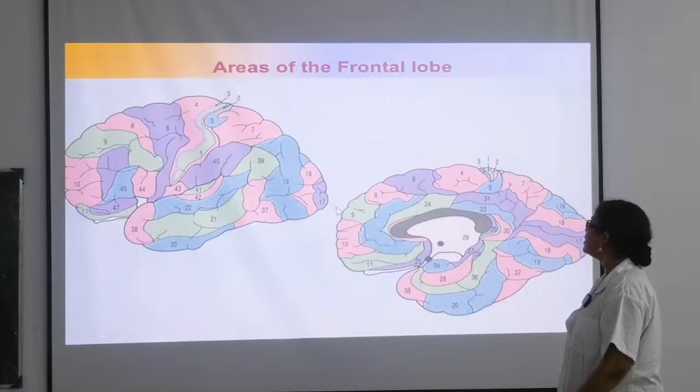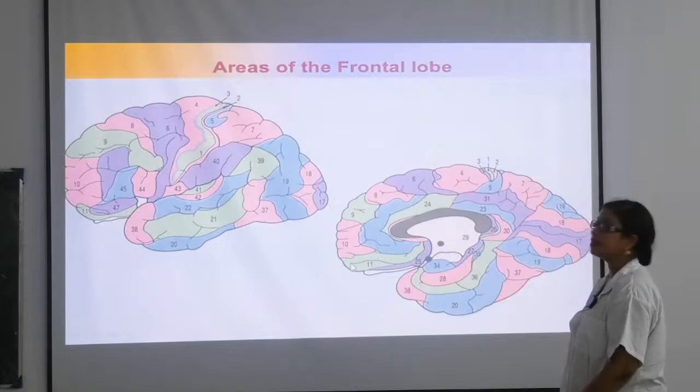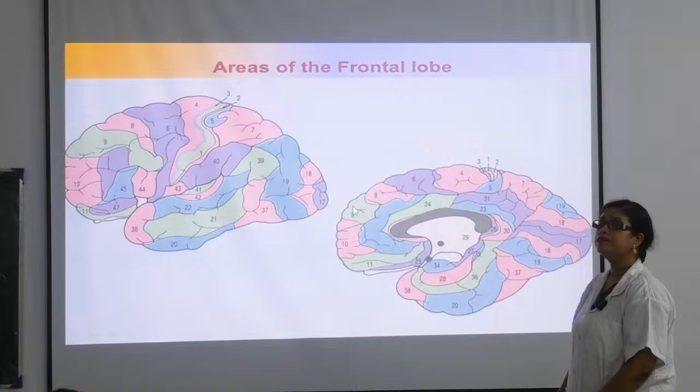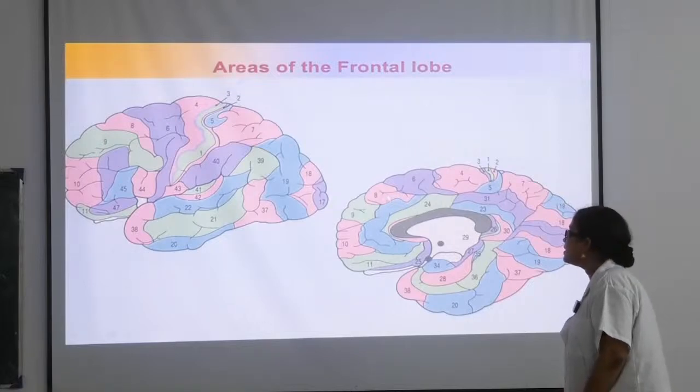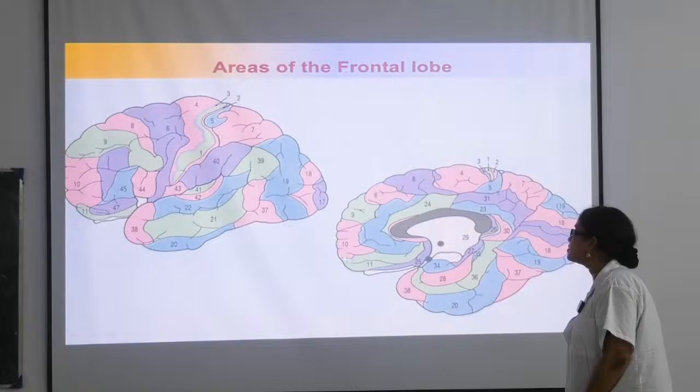And what are the other areas you have to remember? This 9, 10 and 11. Okay, 8, 9, 10, 11. These areas are concerned with intelligence. Is that understood?